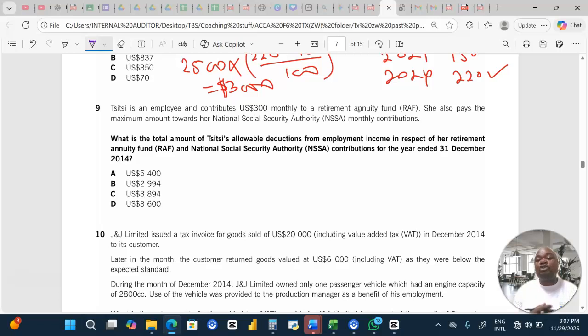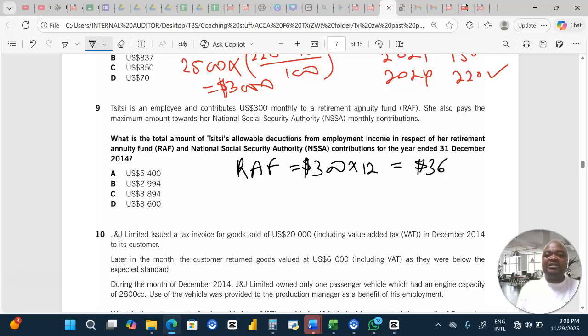So the first thing we need to do is to deal with the RAF contributions. So let's start with the rough. Per month she's paying $300. By how much? By 12 months. And this comes to 3,600.